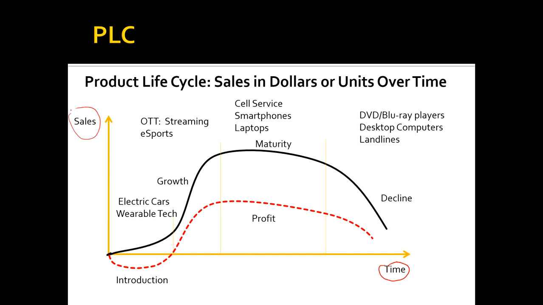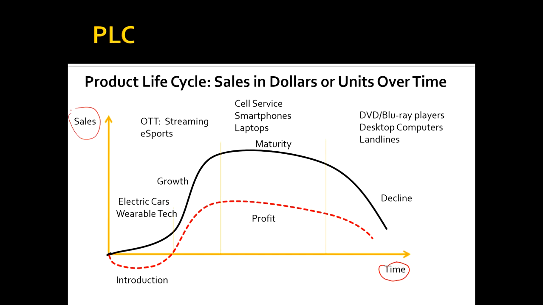The red dotted line represents the profit that's earned over that same period of time. And you can see both lines, but especially the black line is the one we're most concerned about right now. It starts off slow, rises quickly, levels out, and then drops back off. This is called an S-shaped curve.